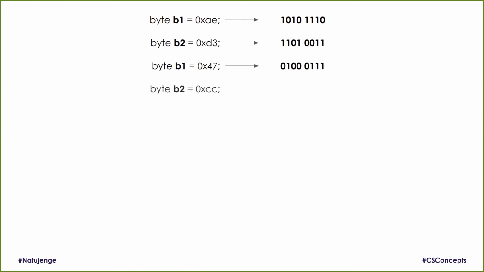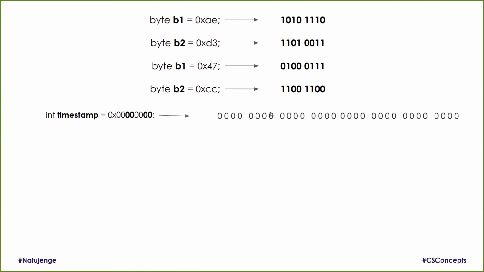So we look at the first byte, which is that, the second byte, which is that, the third byte, which is that, and lastly, the fourth byte, which is that. I've just realized these are not okay, but I hope you will not get confused. B1, B2, B3, B4. And then we have the timestamp, which we will set as 4 bytes. This is an integer. And of course, all of them will be set to 0.